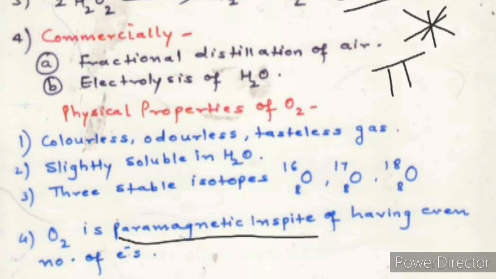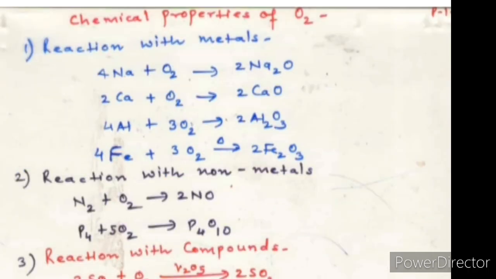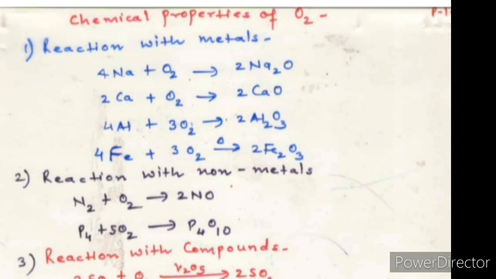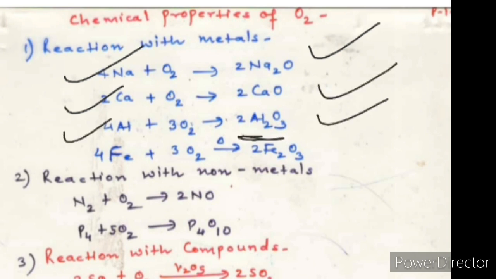Chemical properties: oxygen is such a powerful oxidizing agent that it can react with metals, non-metals and also compounds. These reactions are very simple ones. It can react with metals like sodium to form sodium oxide, calcium to form calcium oxide, aluminium to form aluminium oxide, which is also called alumina. It can react with iron to form iron oxide, which is also called hematite.